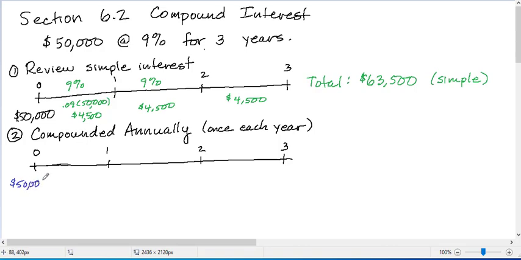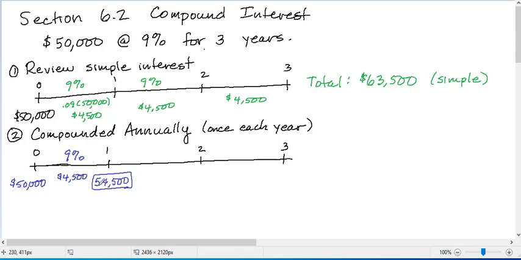To discuss compound interest, we're going to take the same $50,000. We're going to invest it at 9%, but now we're going to allow the 9% to compound annually. So here's how it works. The first year, nothing looks much different. You get 9% interest, which is $4,500. But at the end of the year, that $4,500 gets added into the balance.